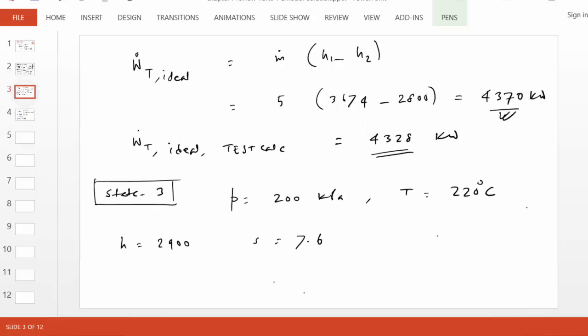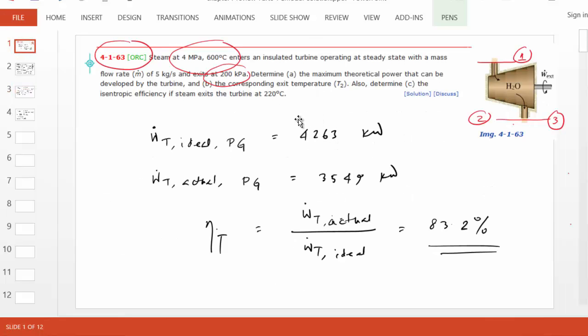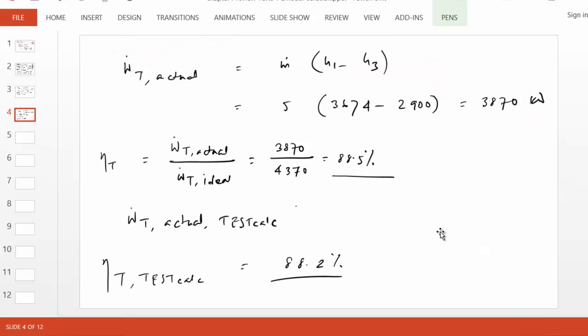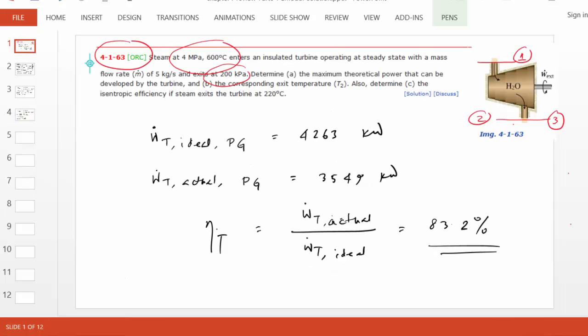If you recall, the ideal work output of 4370 or 4328, whichever you pick, is way different from the ideal output obtained from the perfect gas model. You may say, well, it's not that different. We got a turbine efficiency of 83.2% using a very crude perfect gas model, and it's 88% here, so it's not totally out of range. But remember, in this particular problem, the steam happens to be superheated vapor in all the states, states 1, 2, and 3.